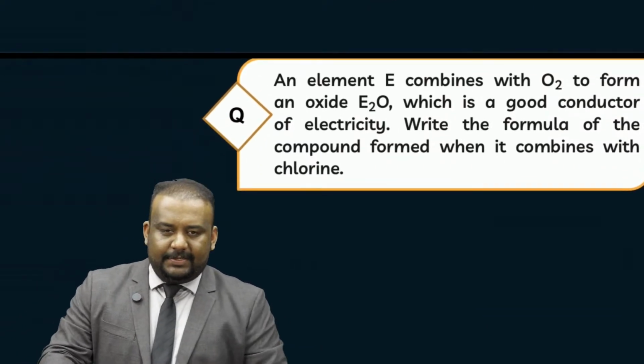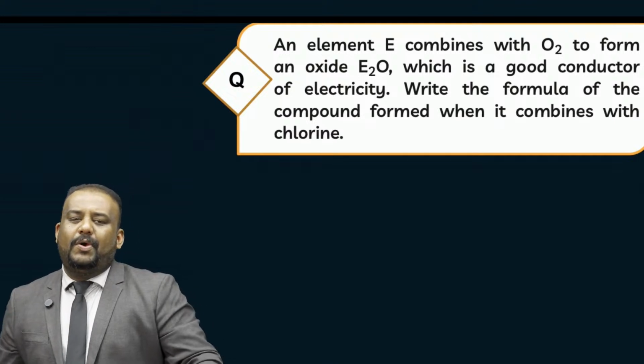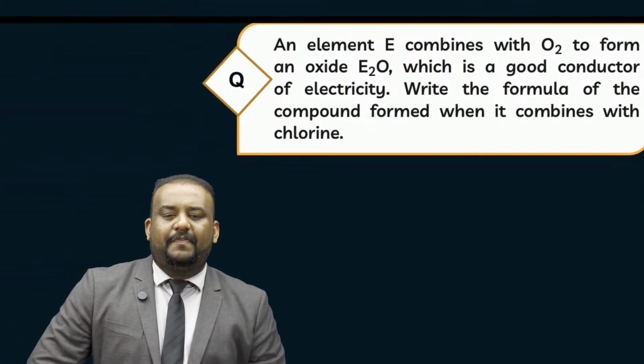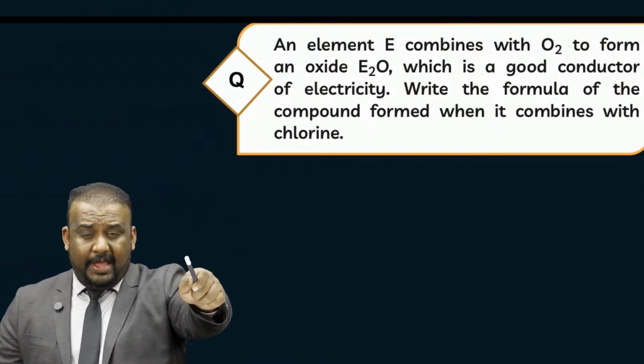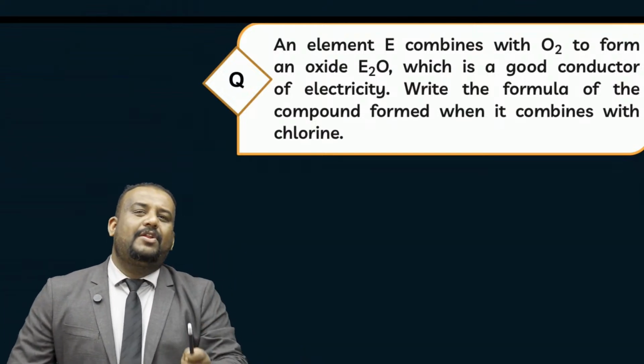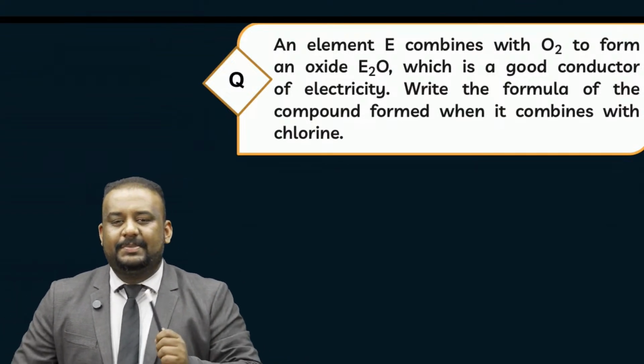Okay, great. The next question. An element E combines with O2 to form an oxide E2O, which is a good conductor of electricity. Write the formula of the compound formed when it combines with chlorine. Very important question, guys. This kind of question is a probable question going to come in this year's board exam.